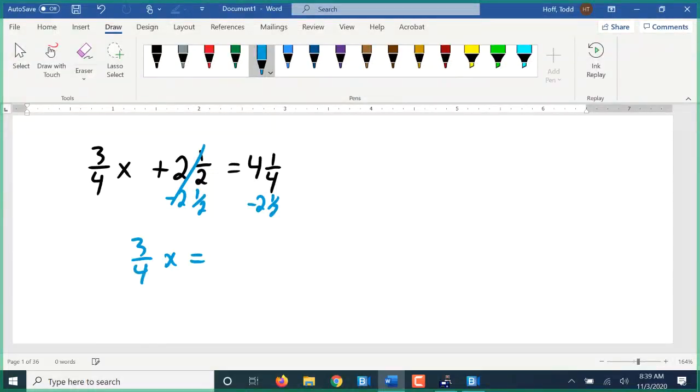But now we do have to combine 4 1/4 minus 2.5. Common denominator is going to be 4. 1/2 is 2/4. 1 minus 2 can't be done, so we're going to borrow from the 4. That'll be a 3, and this will be a 5. 5 minus 2 is 3/4. 3 minus 2 is 1, so it's 1 3/4.